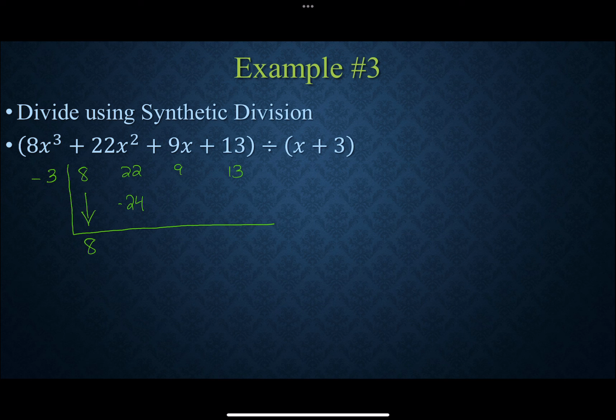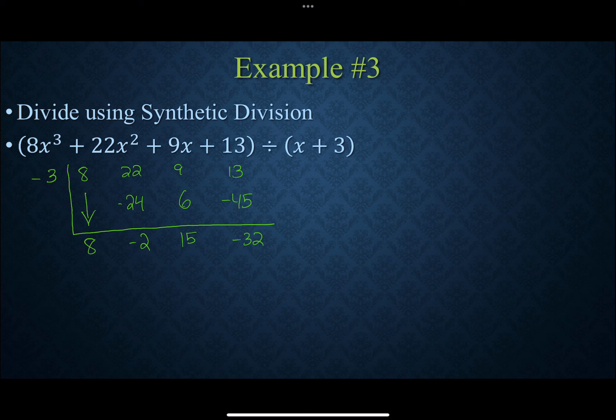Numbers are in the same column, then add together. 22 plus negative 24 is negative 2. And then again, numbers multiply. Negative 3 times negative 2 is positive 6. Then the column adds. 9 plus 6 is 15. And then the bottom and the outside multiply. 15 times negative 3 is negative 45, which we then add one last time and get a negative 32.